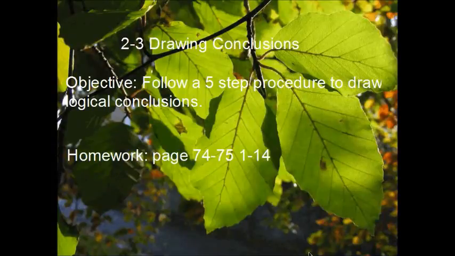Alright, here we go with section 2.3, drawing conclusions. The objective for this section is to follow a 5-step procedure to draw logical conclusions. We're going to be working in class on page 74 to 75, 1 through 14. By working your way through this section, hopefully proof will become very, very clear as we start moving into much larger problems.